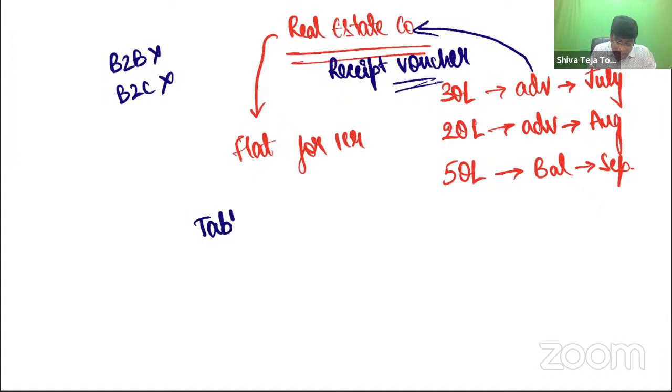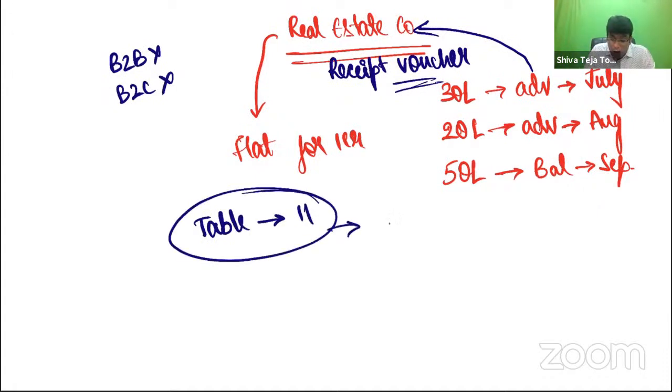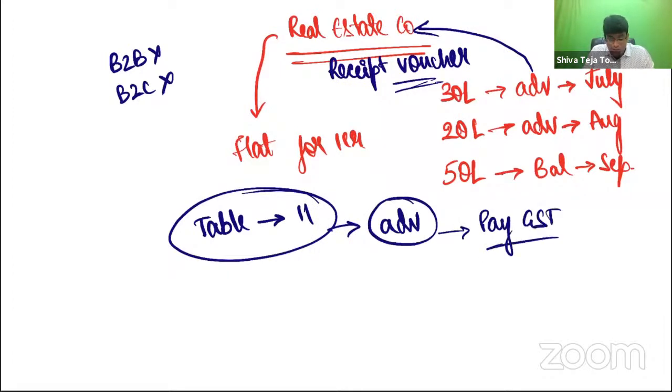Then for that purpose, there is a separate table known as table 11, where we will report the advances we have received, on which we will definitely pay GST. Because with respect to advances for services, GST liability will come when advances are received. And the interesting point you have to note is that in July month, we will show 30 lakhs in advance column. In August month, in advance column, we will show 20 lakhs. But in September month, the real game starts, where 50 lakhs we have received.